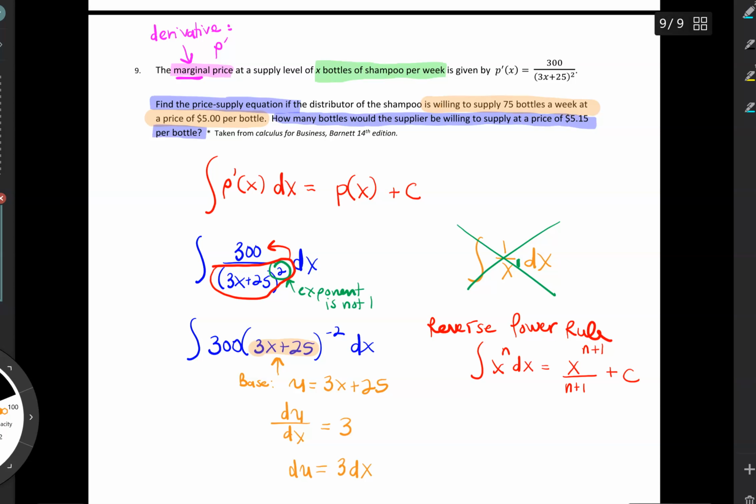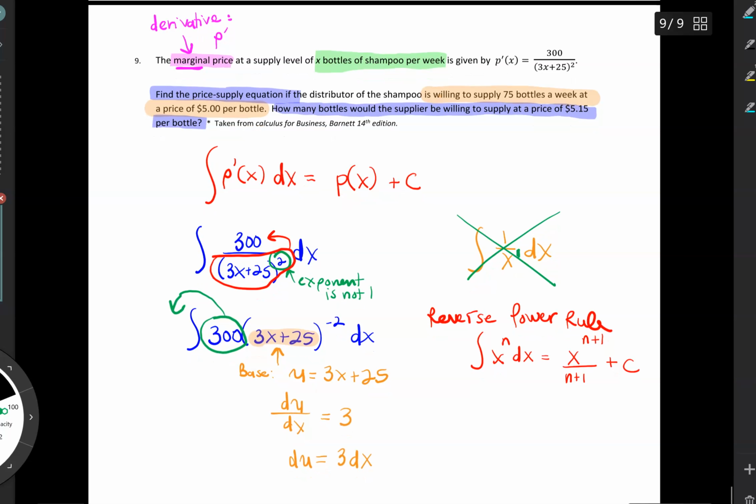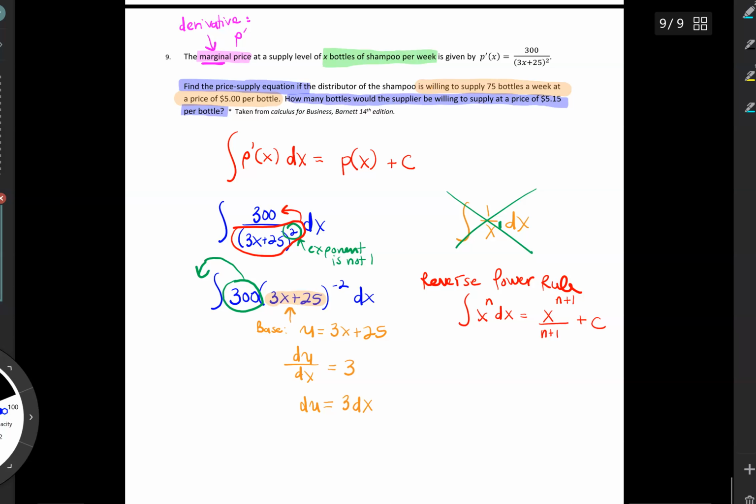There are lots of things you can do, but most typically we'll just take that 300 out because it's not what we need. We need a 3. So I'm going to take that 300 out. Right now, if I just did my u substitution, I'd end up with a u to the negative 2 and a dx. If I just took the 300 out and replaced my base with a u, this is what I'd end up with, but my variables didn't match.